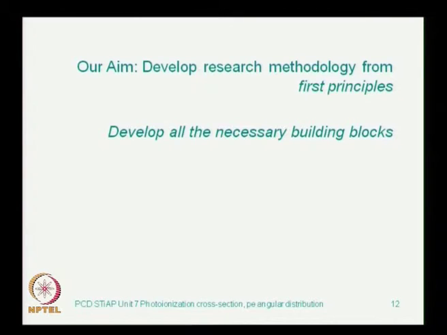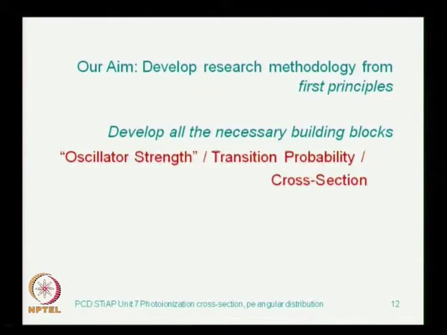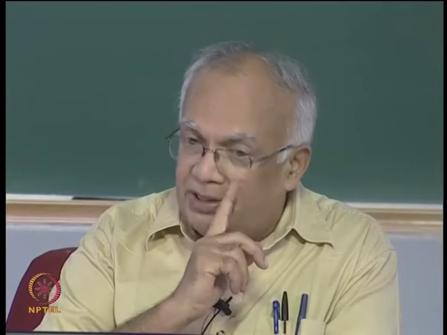So, we will develop all the necessary building blocks for this process. We will define what is called the oscillator strength. The term oscillator strength comes from these oscillations which I already mentioned. I will define it rigorously, and this will be related to the quantum mechanical transition probability and then to the cross section, which is the common parameter in terms of which the transition probability is measured.